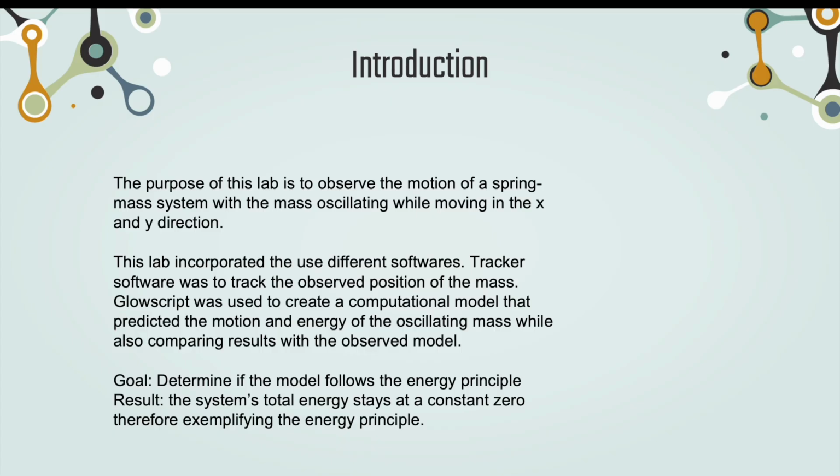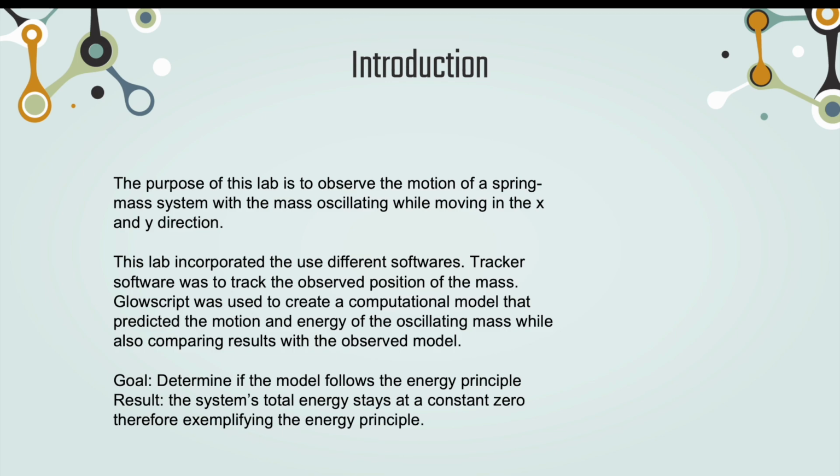The purpose of this lab is to observe the motion of a spring mass system with the mass oscillating while moving in the x and y direction. This lab incorporated the use of different softwares. Tracker software was used to track the observed position of the mass. GlowScript was used to create a computational model that predicted the motion and energy of the oscillating mass while also comparing results with the observed model.